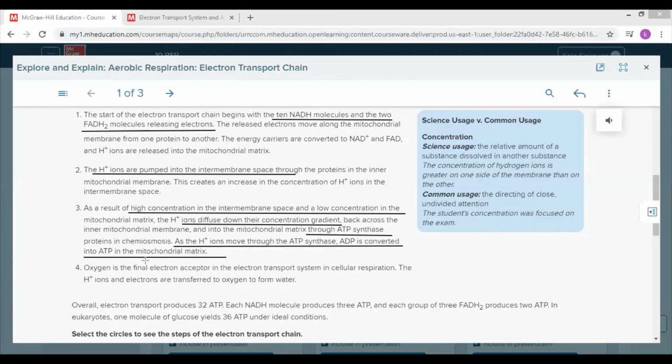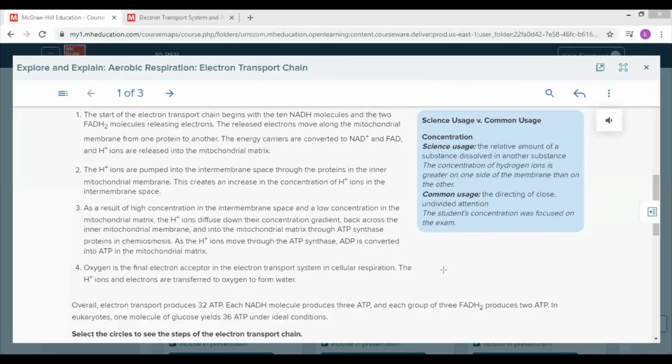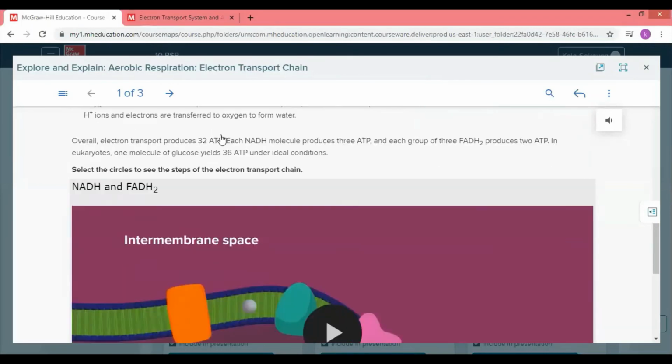Oxygen is the final electron acceptor. Of course, it will bind with hydrogen to form water molecules. As a number, it will be 6 oxygen, 6 water molecules from aerobic respiration.